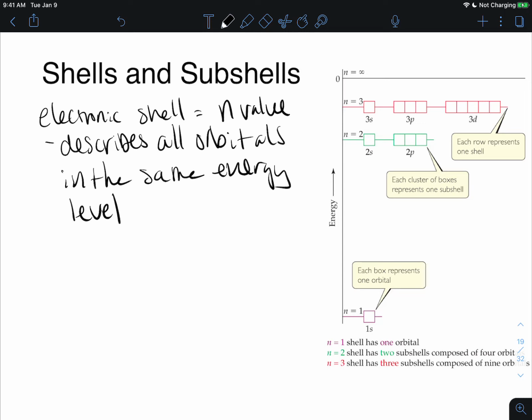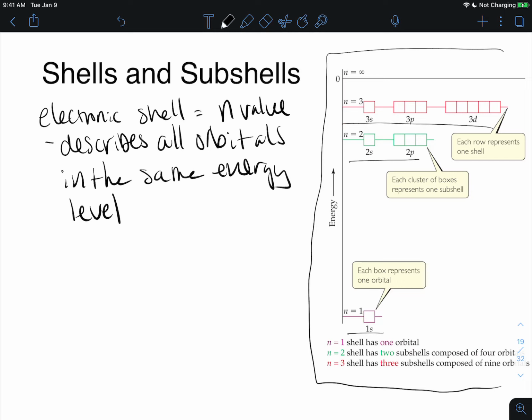As we increase our n value, we increase the number of orbitals within that shell. Okay, and if we have the hydrogen atom where we only have one electron, then all the orbitals within the same shell will all have the same energies. This is not true when we go to a multi-electron species, but I wanted to just describe that.